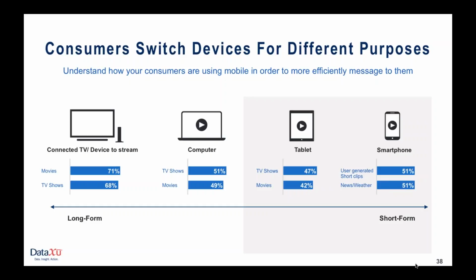So in this graph, it shows us that devices like connected TVs, laptops, and tablets are most used to watch movies and TV shows, and then smartphones, on the other hand, are used to watch more user-generated short clips and read things like the news or the weather. So that means that shorter form messaging would fit in more here.